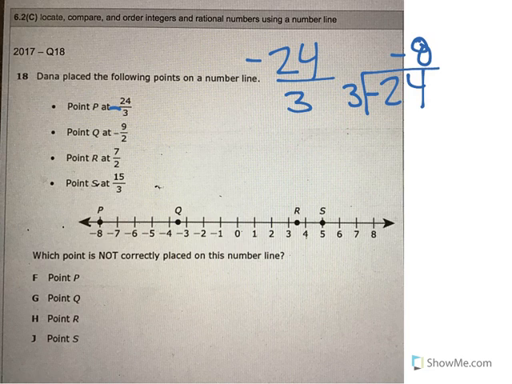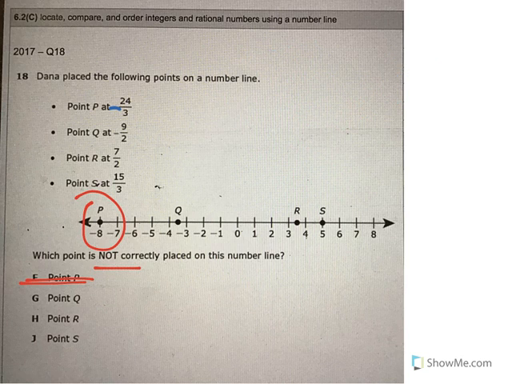So point P, I'm going to do this in red, they placed there. We got -8, they plotted point P at -8, so that is correct, and we're looking for what they did not place correctly. So they did do point P, so that's not the answer. So let's go ahead and cross out F. Okay. All right, I'm going to erase this. Give me a little room here. All right. So next, point Q.